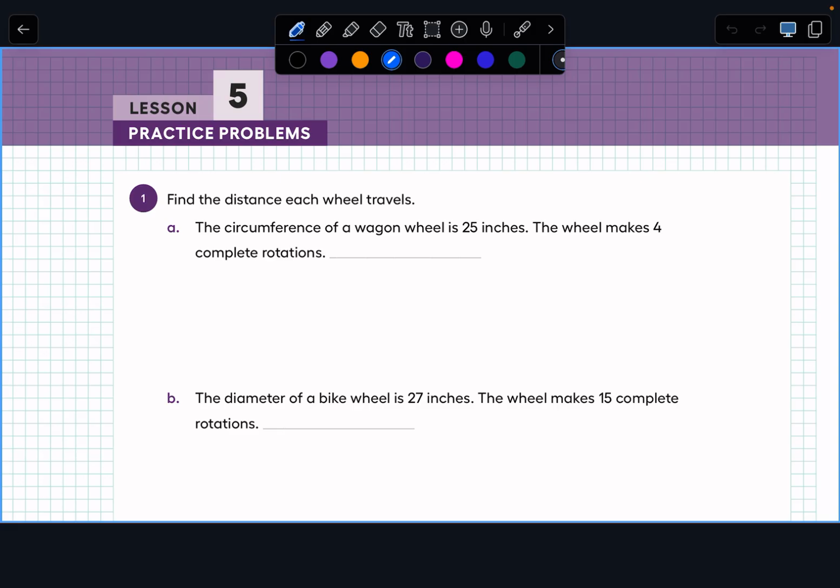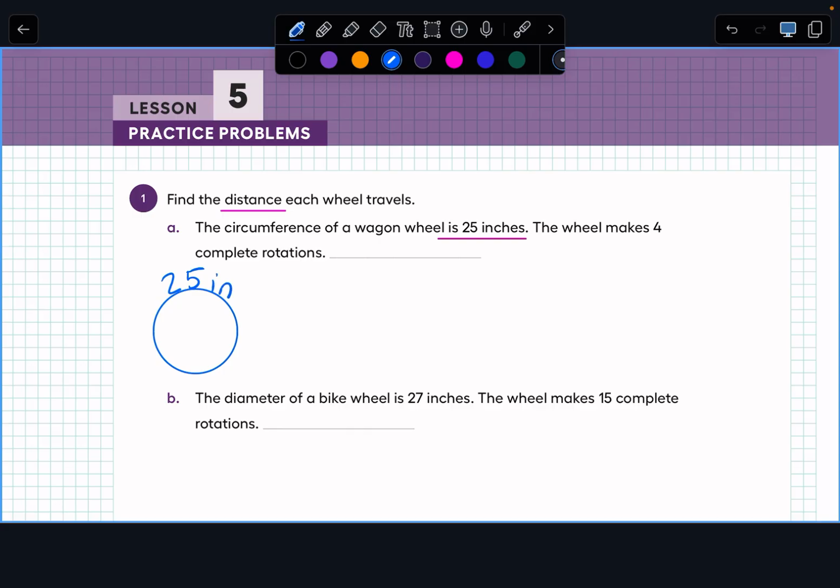Number 1, find the distance each wheel travels. The circumference of a wagon wheel is 25 inches. The wheel makes 4 complete rotations. All right, so again, we need to find the distance. I like to draw a circle of what's given. Let's draw that. And we have that the circumference is 25 inches.